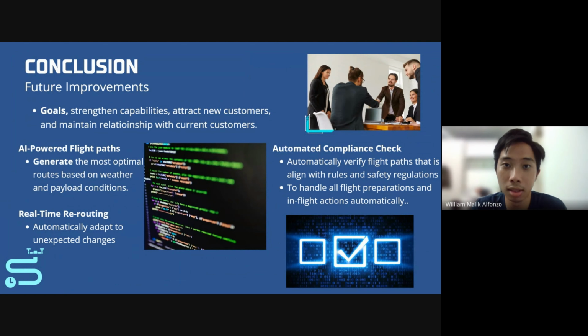And it can also include real-time rerouting, which is to automatically adapt to unexpected changes, which is somewhat similar to the AI-powered flight paths.